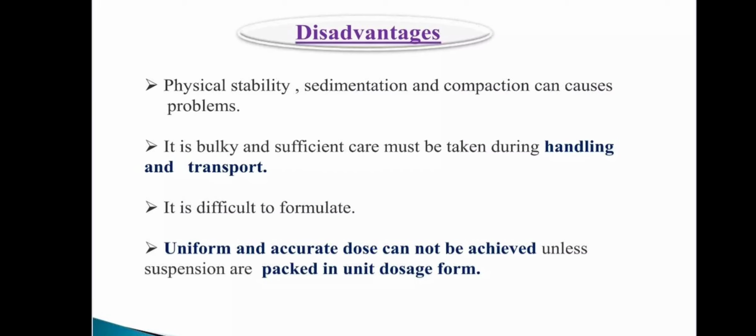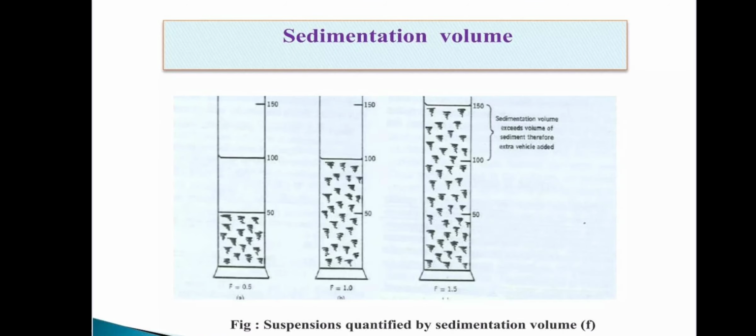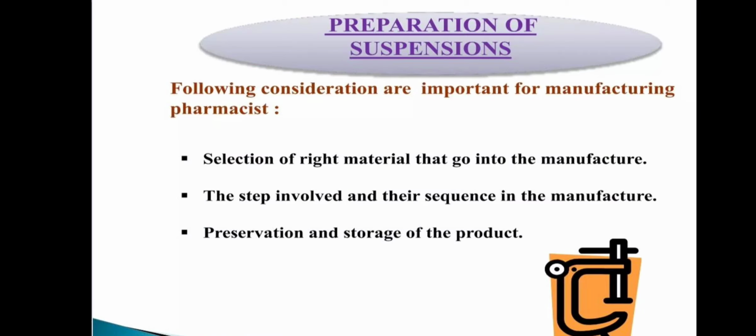Disadvantages: physical stability, sedimentation and compaction can cause problems. It is bulky, and sufficient care must be taken during handling and transport. It is difficult to formulate. Uniform and accurate dosage cannot be achieved unless suspensions are packed in unit dosage form. Then sedimentation volume: suspension is quantitated by the sedimentation volume, shown in the diagram.